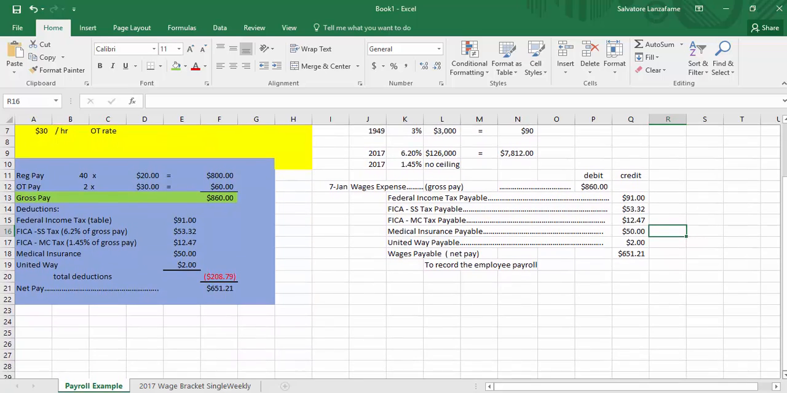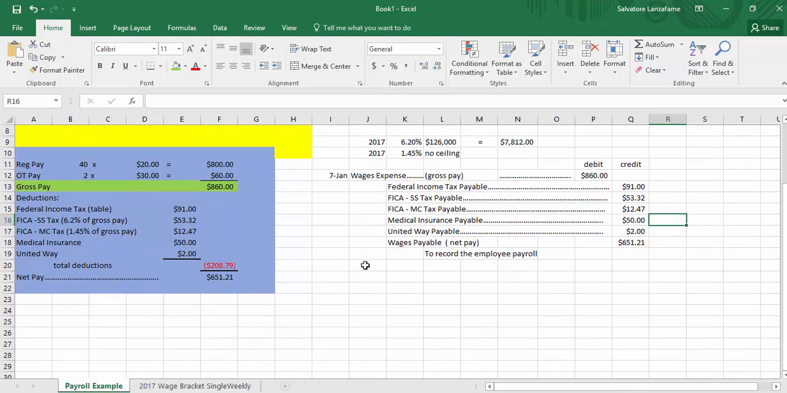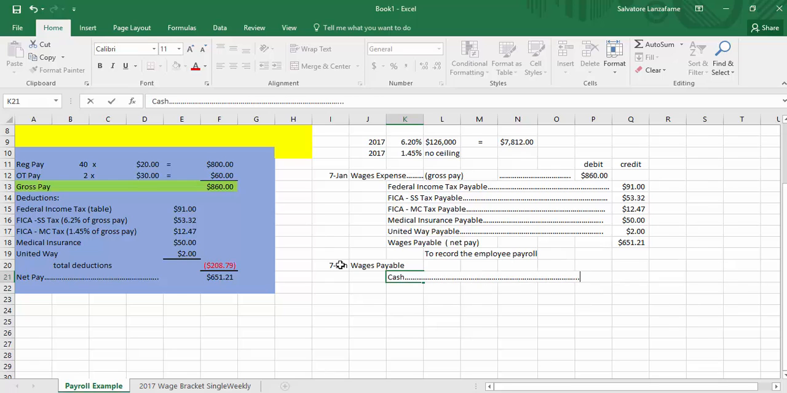So now let's say it's the next day. Well, actually, let me show you what the journal entry would be when we pay off that payable. Let's just pretend it's on the same day. And then we want to get rid of the payable, and we're going to credit cash. And it would be for the amount of the net pay.